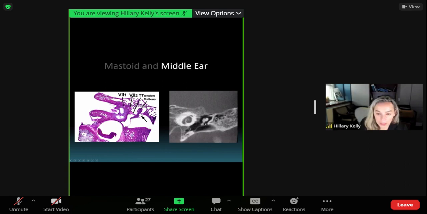And the reason we care about Prussak space is because the pars flaccida in acquired cholesteatoma, which is the majority of cholesteatoma you're going to see, it usually starts at this pars flaccida here and then erodes into the Prussak space and the lateral epitympanum, okay?